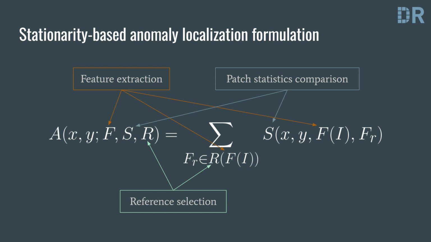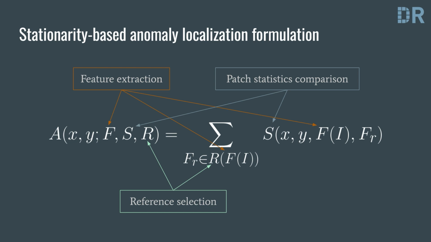The patch statistics comparison is the heart of the pipeline, dictating how to analyze the distribution of each patch with respect to the global statistics in the image. The reference selection component determines how the global information is represented. For example, one can take random samples or average all patches to obtain such a global reference.